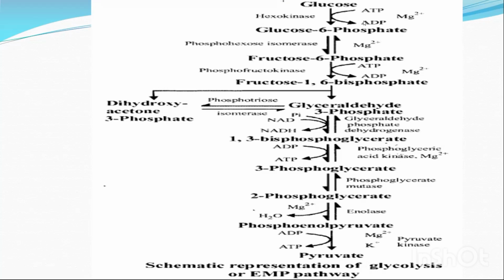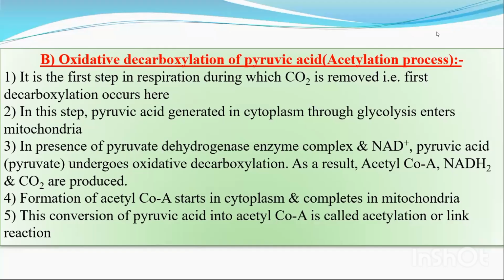Are you getting this? The second process is oxidative decarboxylation of pyruvic acid, which is actually produced during the process of glycolysis. Am I right? Now, this process is decarboxylation of pyruvic acid. Means what? How many carbons does pyruvic acid contain?